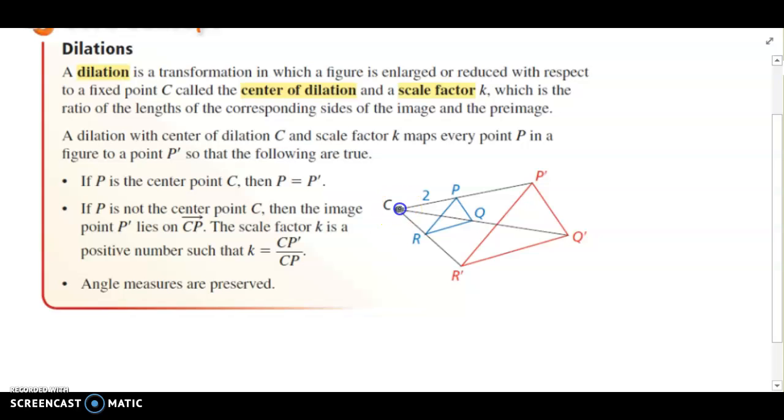Notice that C is the center of dilation. Okay, so if I connect from C to Q prime, notice it'll pass right through Q. If I draw from C to P prime, it will pass right through point P. And when I draw from C to R prime, it'll pass through R. So that's something else to note.